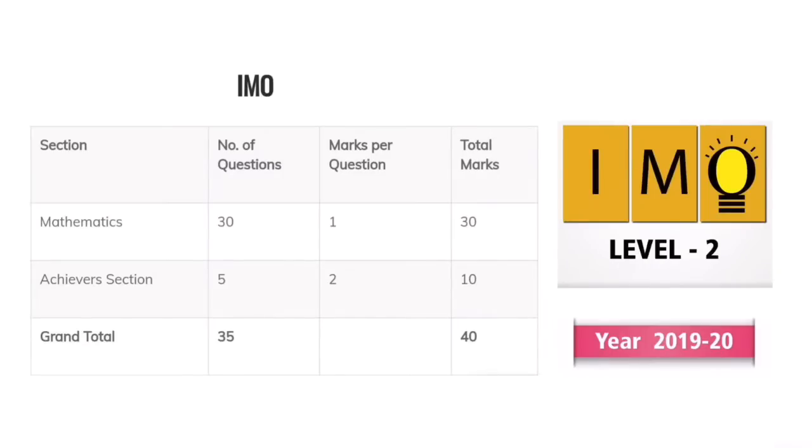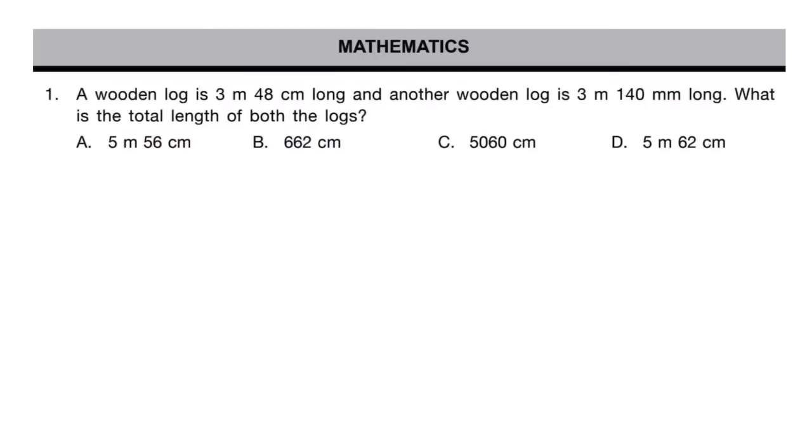In this video, we will discuss International Mathematics Olympiad Level 2 Year 2019-20 for Class 4. Total number of questions will be 35 and total marks will be 40. Mathematics will carry 30 questions of 1 mark each and Achievers section will carry 5 questions of 2 marks each. So the first section is Mathematics.